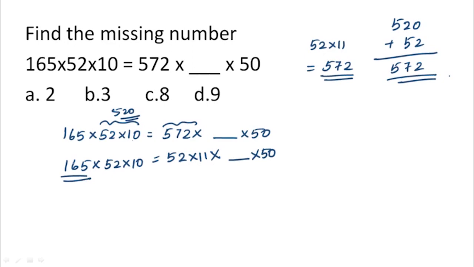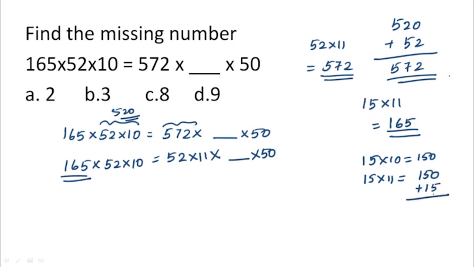Here I have 165 multiplied by 52 multiplied by 10. This 165 is nothing but 15 multiplied by 11. 15 multiplied by 11 is nothing but 165. See, 15 multiplied by 10 is 150. Very easy to find out. So what will be 15 multiplied by 11? That will be nothing but 150 plus 15, which is equal to 165. So this 165 is nothing but 15 multiplied by 11 multiplied by 52 multiplied by 10 is equal to 52 multiplied by 11 multiplied by dash multiplied by 50.